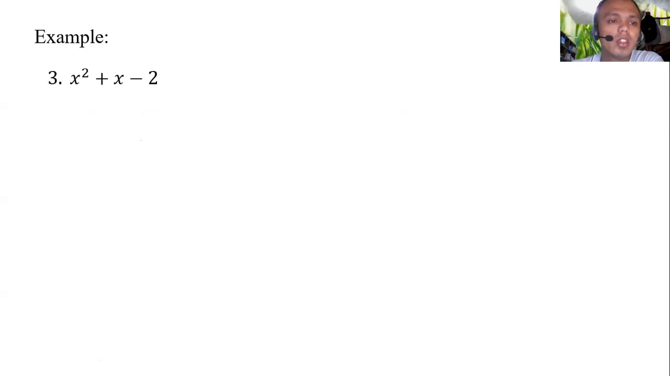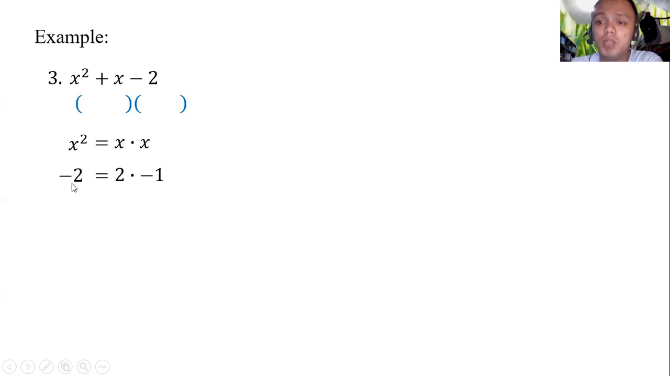Okay? Next, number 3. x squared plus x minus 2. Again, two parentheses. Then factors of x squared is x times x. Then what about for negative 2? What are the factors of negative 2? We have 2 times negative 1. One is negative, one is positive because the product is negative. So 2 times negative 1 is negative 2. And the other one is negative 2 times 1.